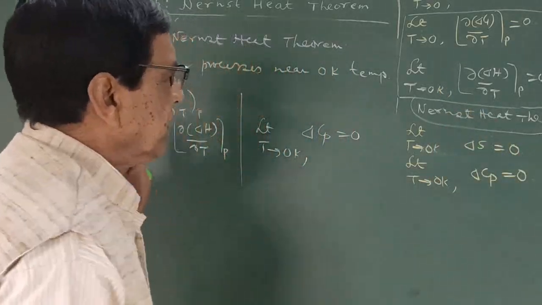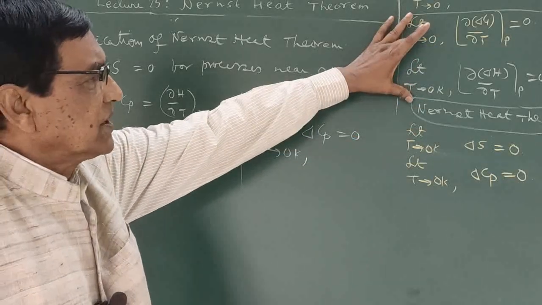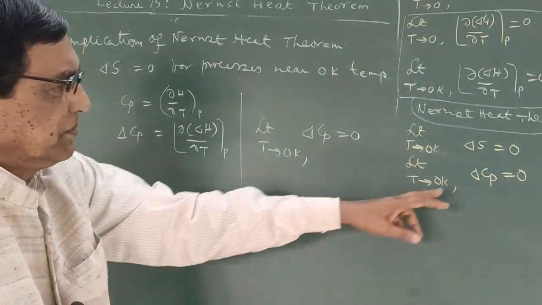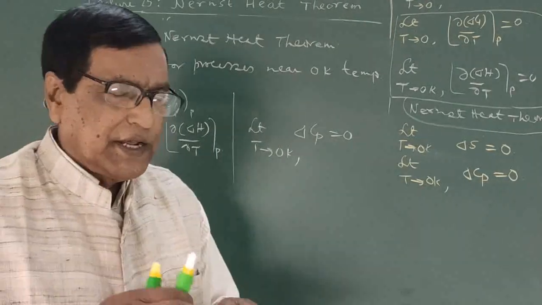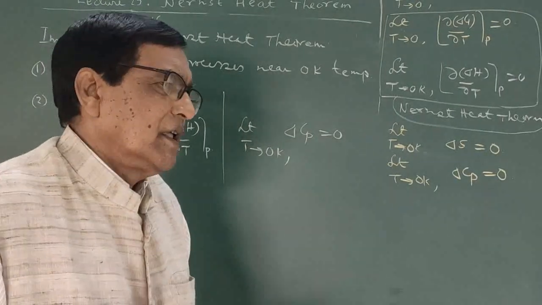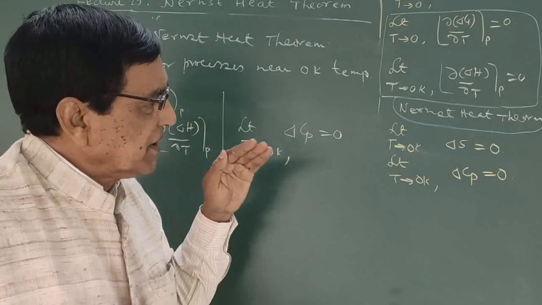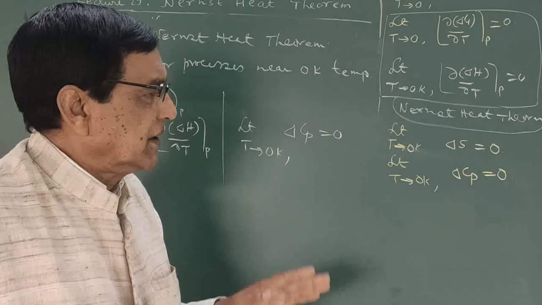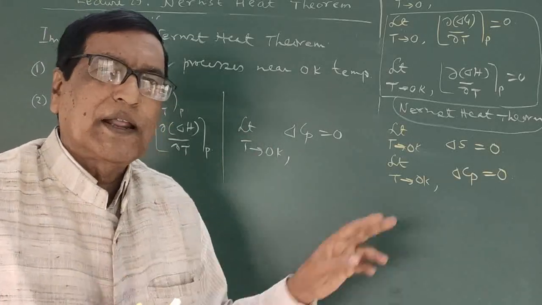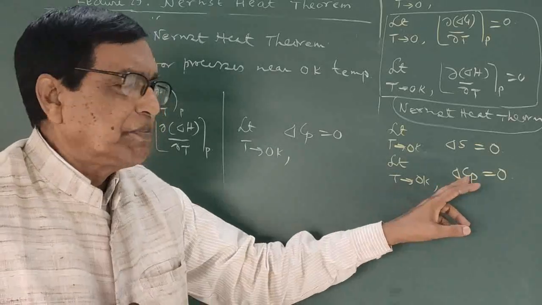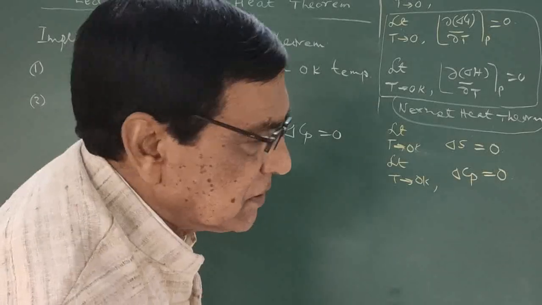So these are the very important implications coming from the Nernst heat theorem. It means that whenever the reaction occurs near 0 Kelvin temperature, the reactants and products, or the initial state and final state, both have the same constant pressure molar heat capacity. There will be no change.